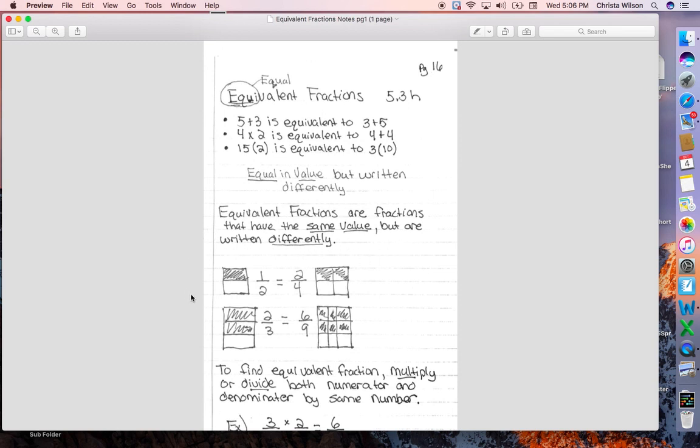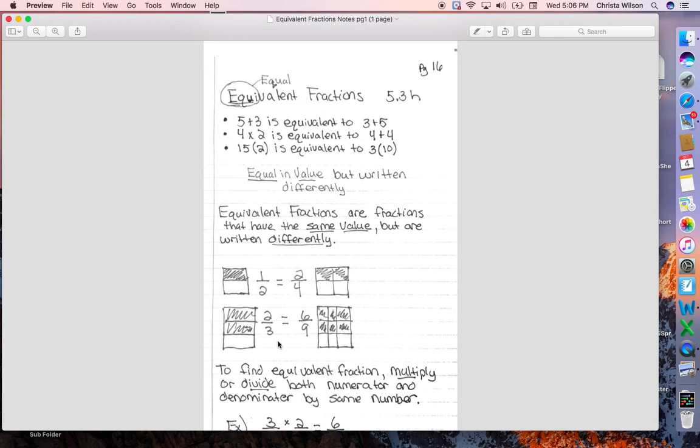And here's some examples. I have 1/2 here, and I have it modeled. And then it's equal to 2/4. As you can see, it's the same amount shaded. We've just made more squares. So they're equivalent and represent, as you can see visually, the same amount. They just look a little bit different.